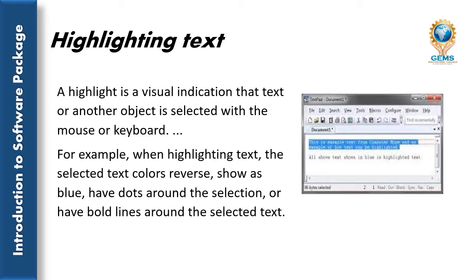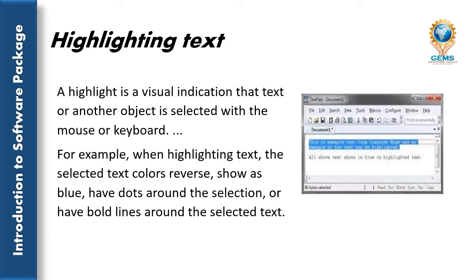Now we will see highlighting a text. Highlighting a text is a visual indication that text or another object is selected with the mouse or keyboard. For example, when highlighting text, the selected text colors reverse, so it appears blue, and has dots around the selection, or bold lines around the selected text.